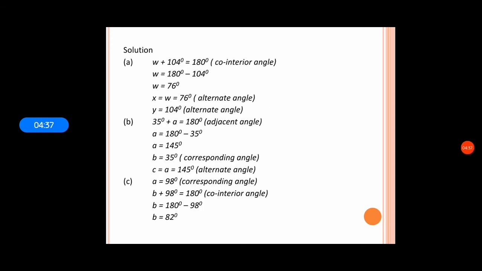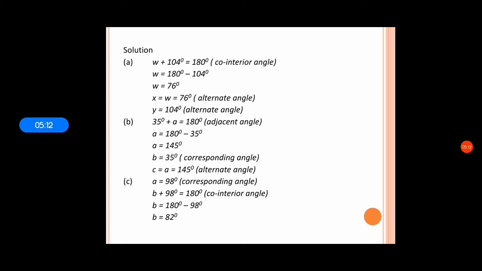So we can say that W plus 104 equals 180 degrees. We call it co-interior angle. I told you in the last class that you must always put the reason for whatever you have done in solving angles. So our W plus 104 degrees equals 180 degrees. Why? Because they are co-interior angles or interior opposite angles. So our W equals 180 degrees minus 104 degrees. We have our W to be 76 degrees.